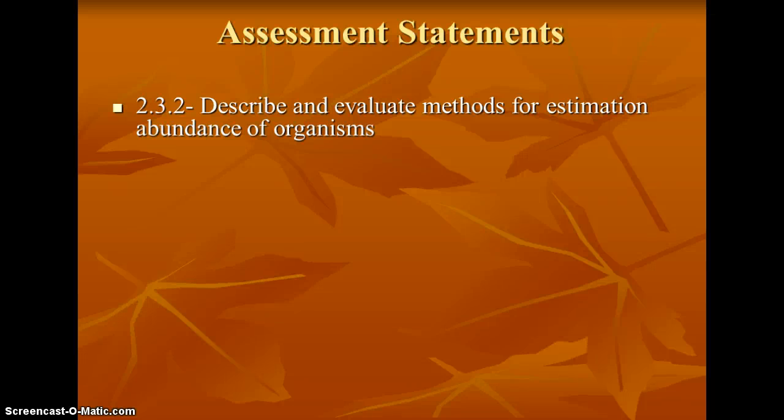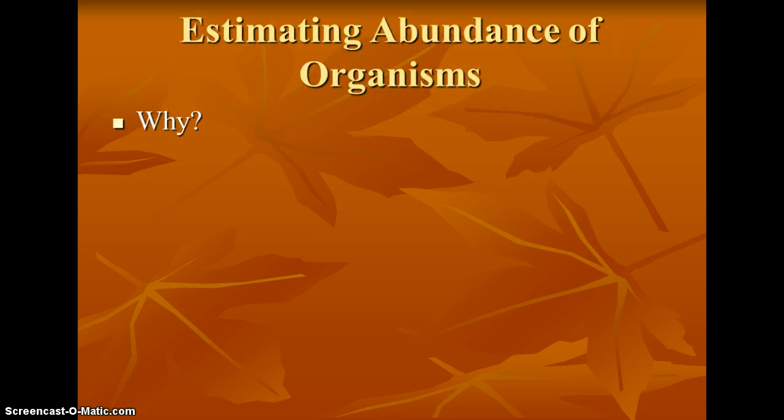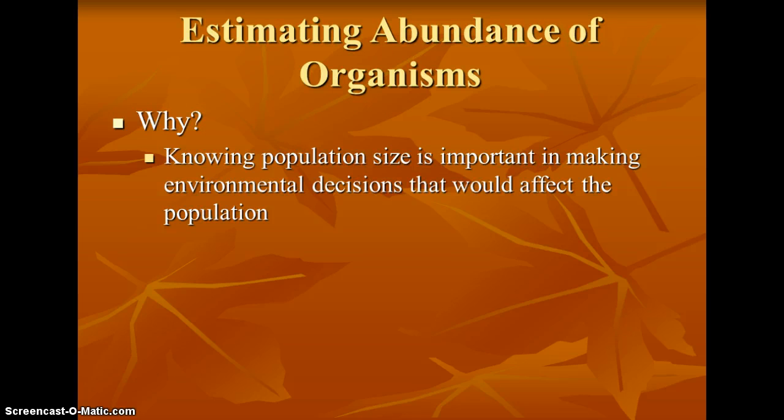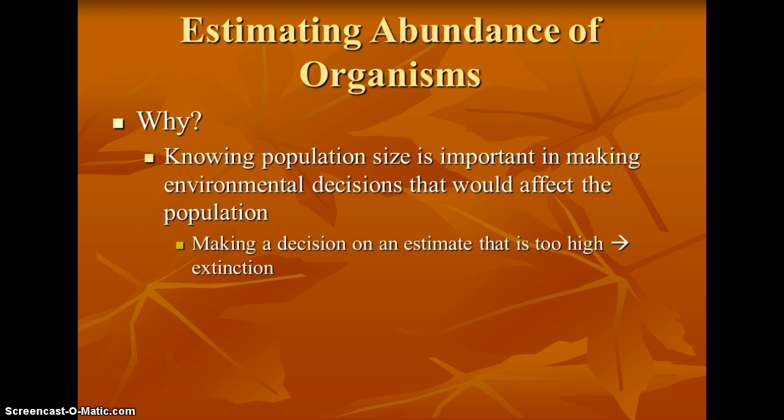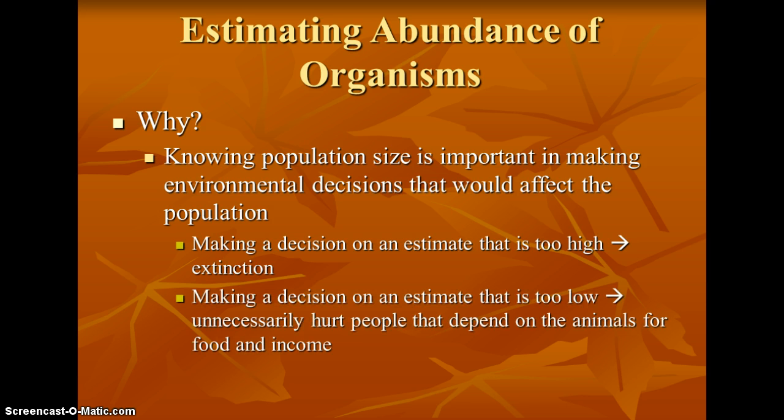Our second biotic factor that we are going to measure is how to estimate the abundance of organisms. Why is it important to know the abundance of organisms? That helps us when we're making decisions in an ecosystem that would affect the entire population. If we make a decision based on an estimate that's been too high, like if we think there are more organisms than there really are, then that decision can lead to extinction of a species.